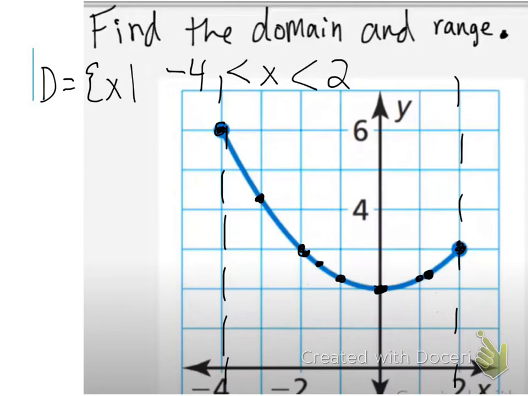Are these open or closed circles on -4 and 2? Closed. So are they included or not included? They're included, so I have to put the line underneath my inequality symbols. There would be my domain. So domain equals the set of all real numbers x such that -4 is less than or equal to x is less than or equal to 2. So I know my x values must be greater than or equal to -4 and less than or equal to 2 at the same exact time. Are there any questions how I got that?